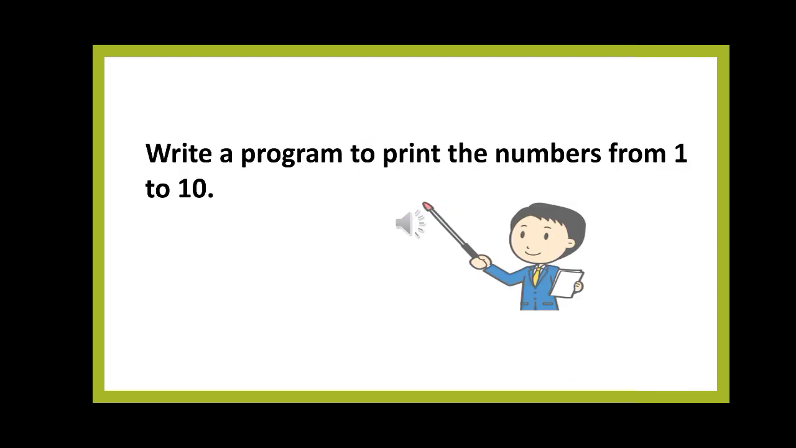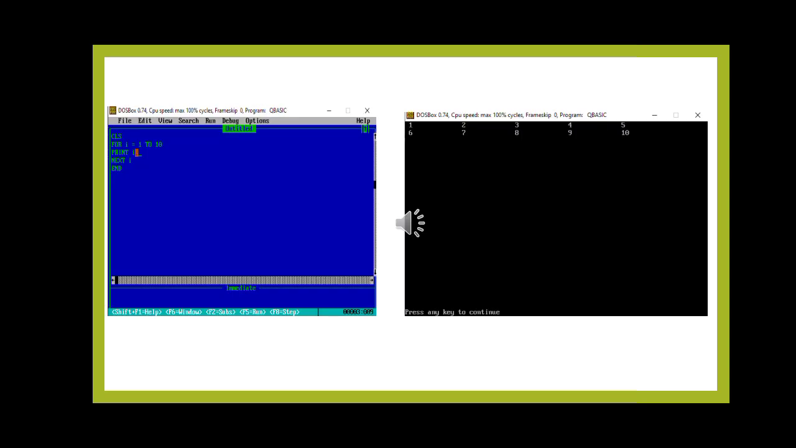Our first program in for next loop is to print the numbers from 1 to 10. Now, here is the program. CLS, for I equals 1 to 10, print I, next I, and end. For, we are going to give the condition. I is the variable which we generally take, or you can say it is a default variable for the for next statement. The loop will run 1 to 10 times. Print I means it will print the first value of I, that is 1.